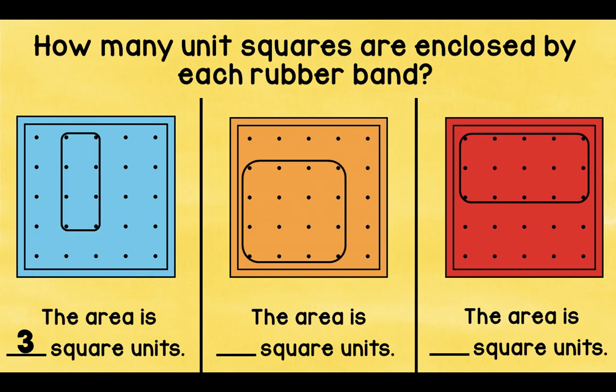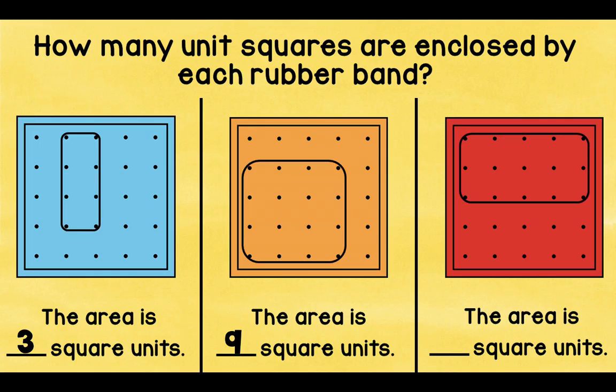I am going to give you a few seconds and then I'll check back with you. Okay, so to find the area of this one, we need to count 1, 2, 3, 4, 5, 6, 7, 8, 9. If you got 9, you have it correct. If you didn't get 9, no worries. We're going to continue practicing. The area is 9 square units.